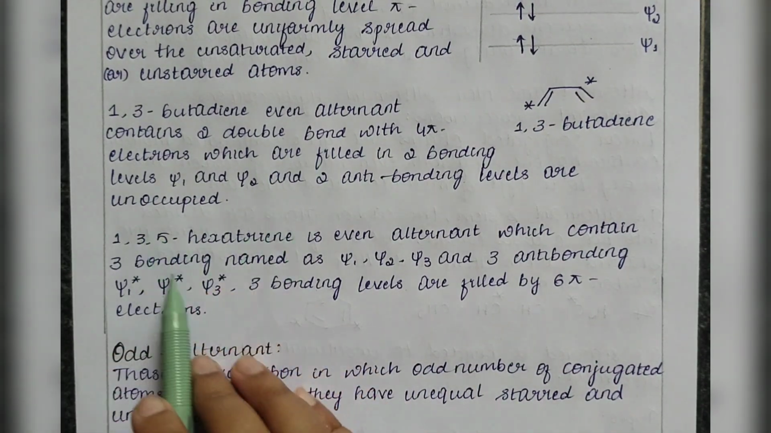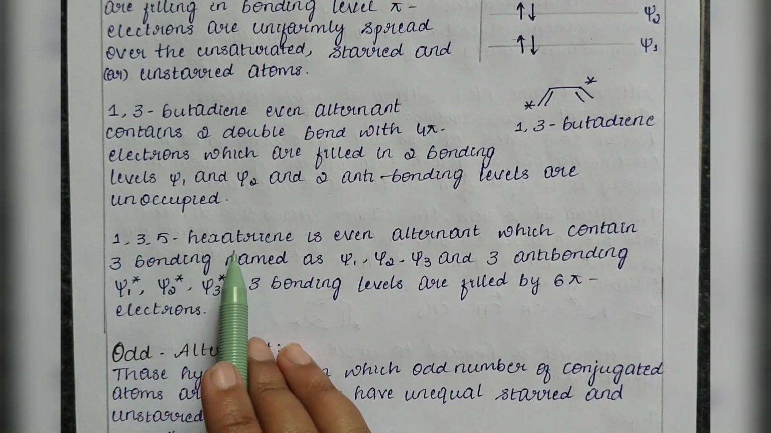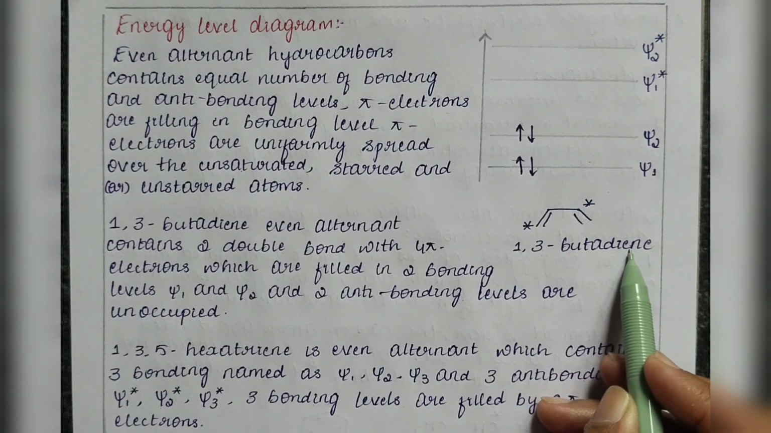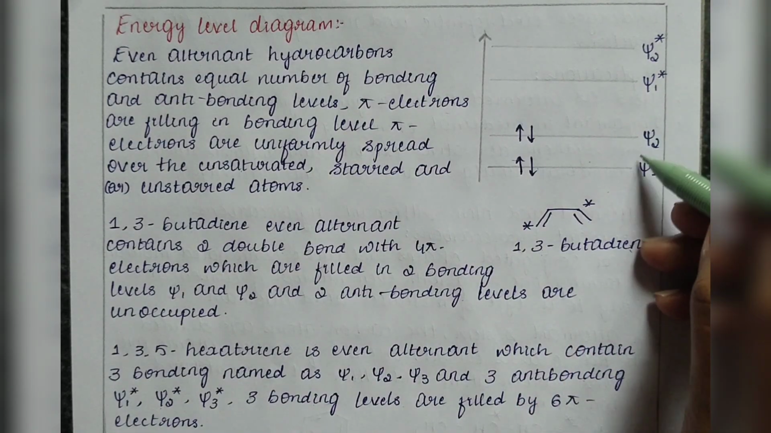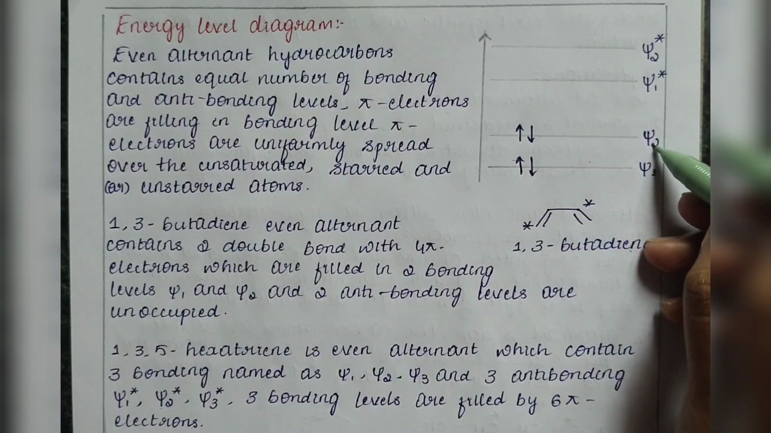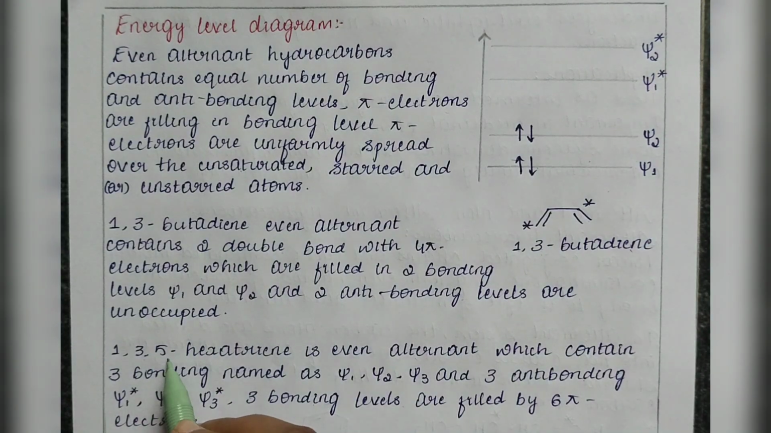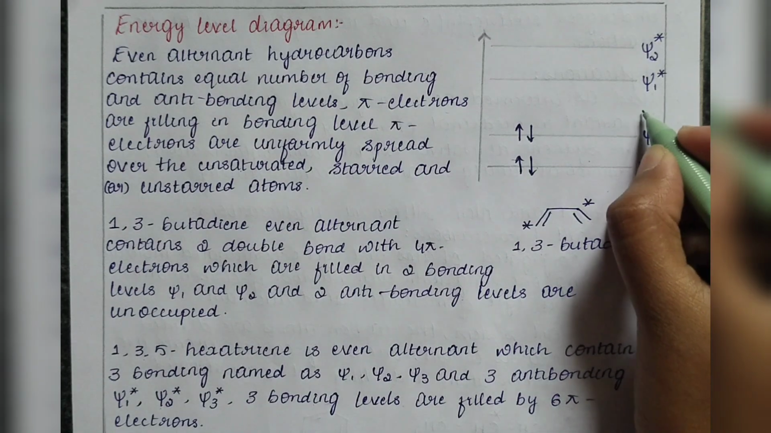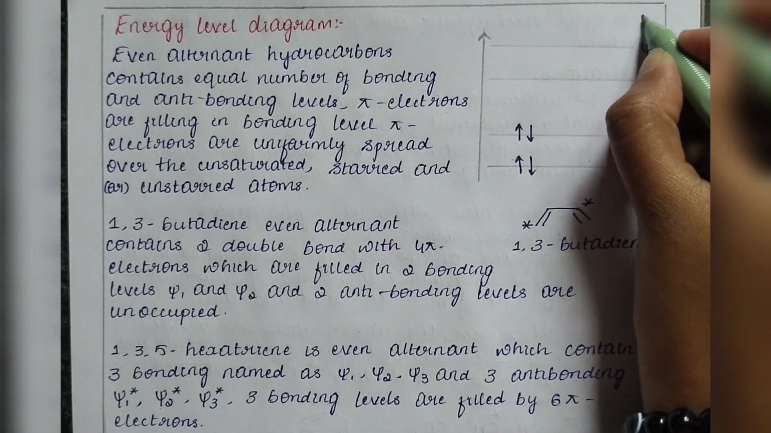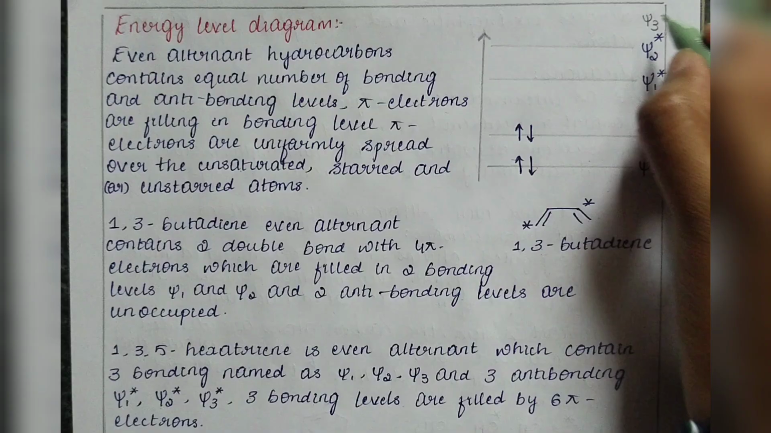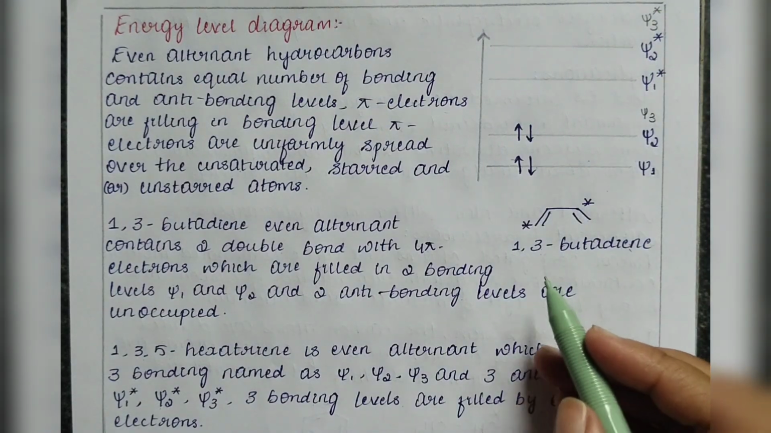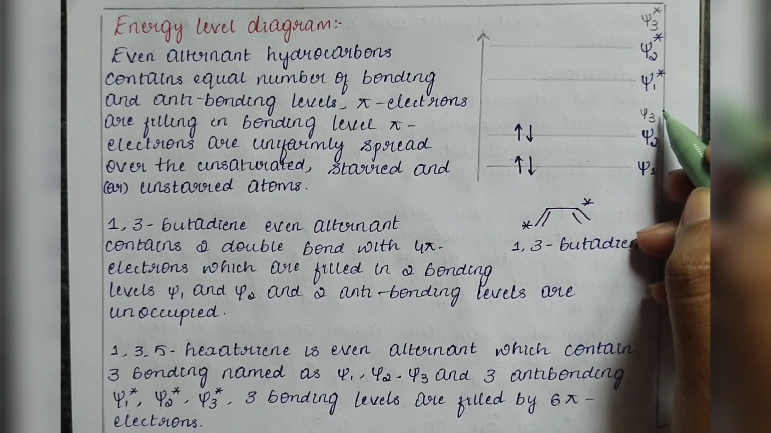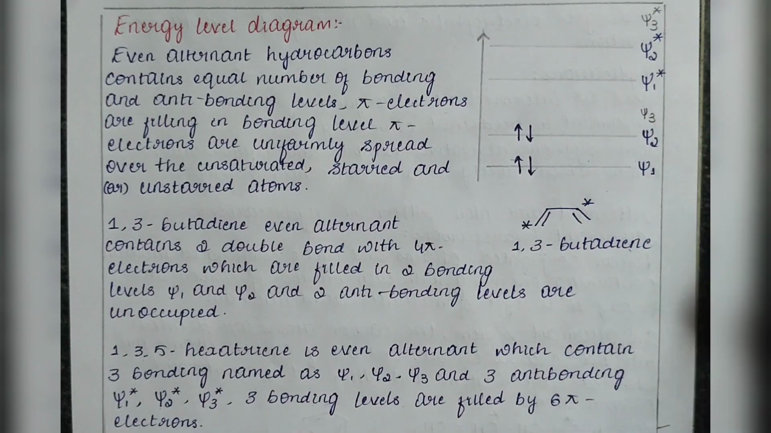The energy level diagram of 1,3,5-hexatriene is similar to that of 1,3-butadiene. Here we are representing the energy levels as Xi1 and Xi2, whereas for 1,3,5-hexatriene we write another energy level, that is Xi3. And here we also add one more energy level, that is Xi3 star. Thus, as the conjugation or energy level increases, the Xi numbers can be added as shown.